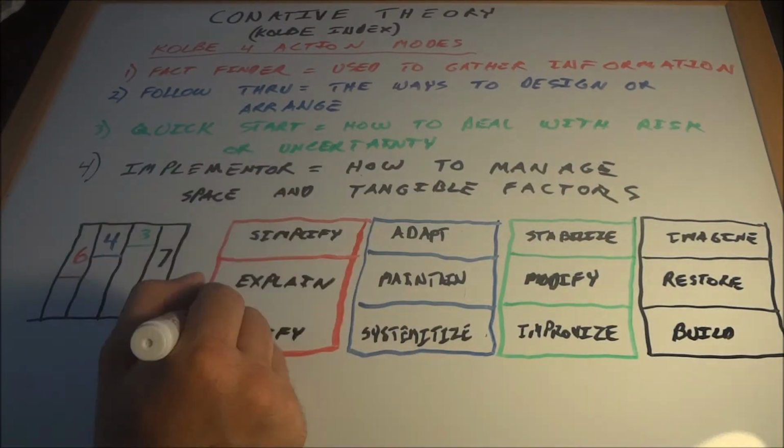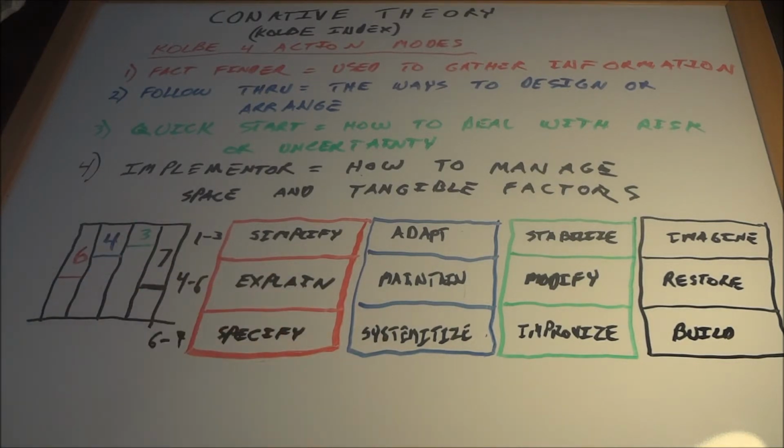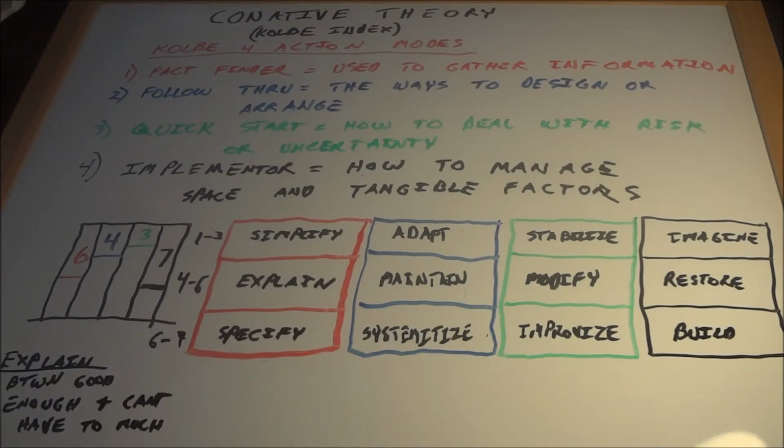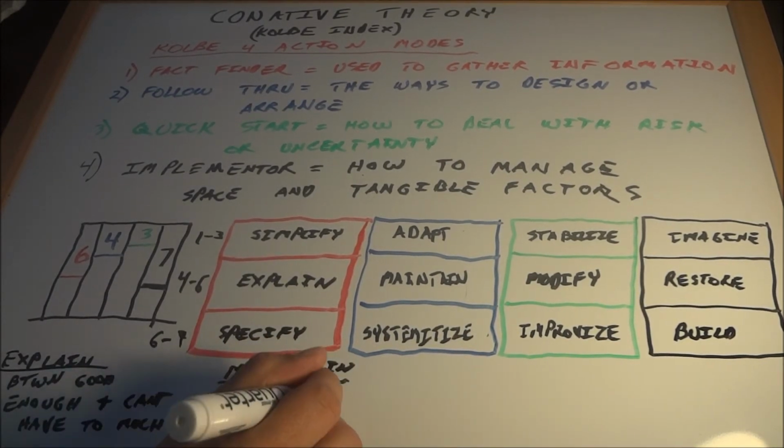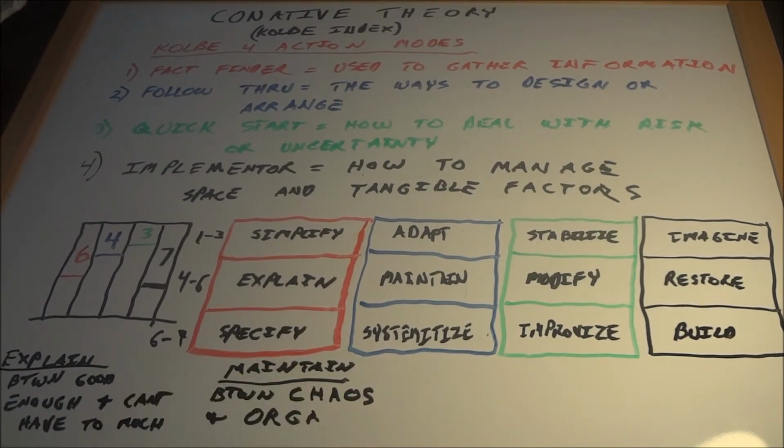Based off the Kolbe index numbers that I received, I fell into the sections for fact finder of explain, then for follow through was maintain, then quick start was stabilize, and implementer was build. This was a brief description of the Conative Theory and Kolbe Index.